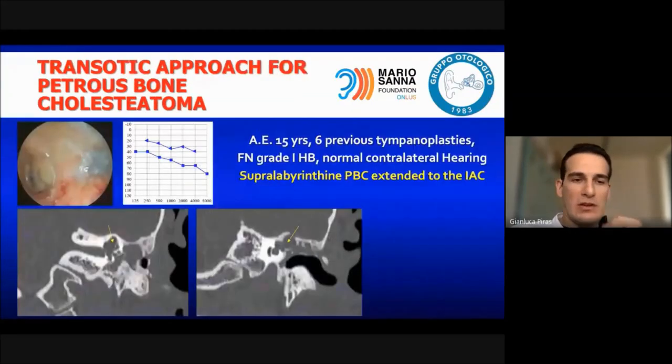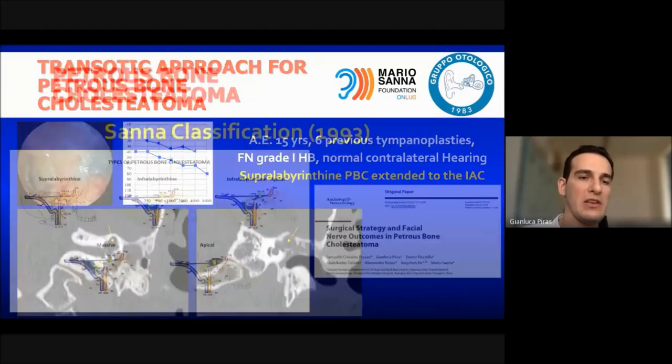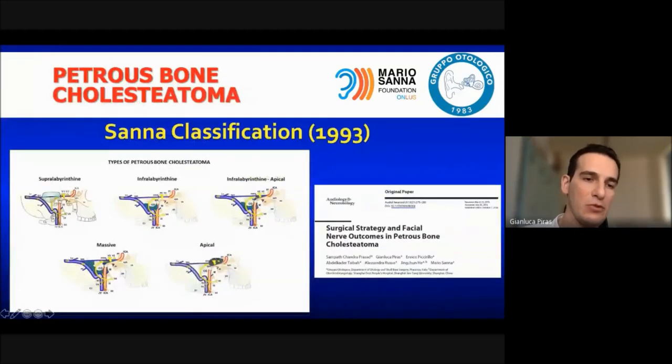Why is it so important to know this anatomy? Because sometimes you may have a petrous bone cholesteatoma. What is a petrous bone cholesteatoma? It's a cholesteatoma which involves the petrous portion of the temporal bone, which means the most important part of the temporal bone. I mean the labyrinth, the posterior labyrinth, and the cochlea. There is a classification if you want to study. The most frequent cholesteatomas are the supralabyrinthine and the massive cholesteatomas.